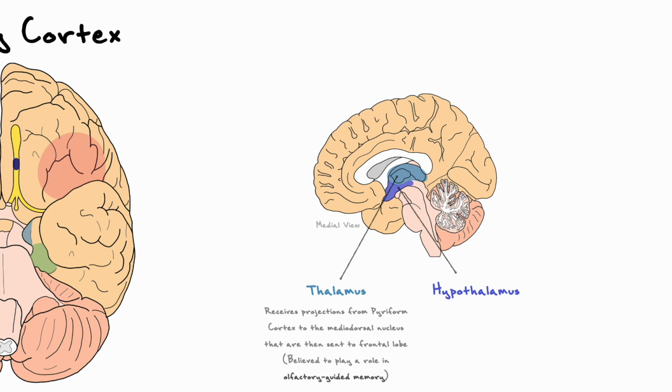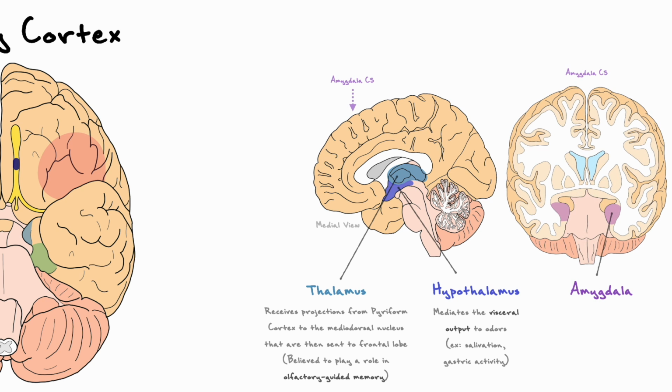As for the hypothalamus, it is also a collection of nuclei, and it is an important region for our autonomic behaviors. With respect to olfaction, it mediates the involuntary reactions our body produces, such as salivation and gastric activity. To see the next structure, which is the amygdala, we need to take an anterior cross-section at this level, and much like the thalamus and the hypothalamus, the amygdala is also a collection of nuclei.